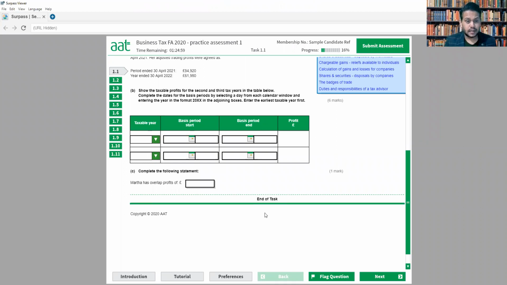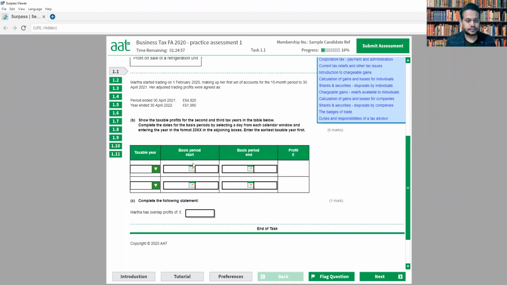This question we have here, let's read this question first. Martha started trading on 1st February 2020, making up her first set of accounts for the 15-month period to 30 April 2021. Her adjusted trading profits were agreed as: period ended, so 15-month profit is included here, 94,920. Year ended 30 April 2020, that is 61,980. All right.